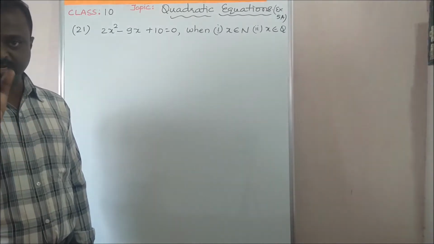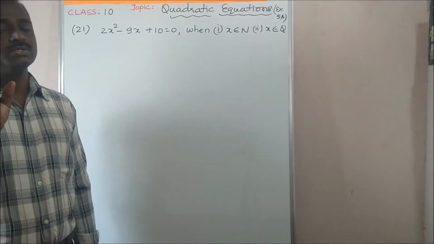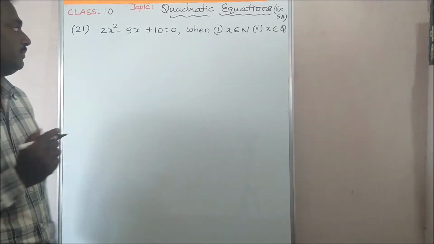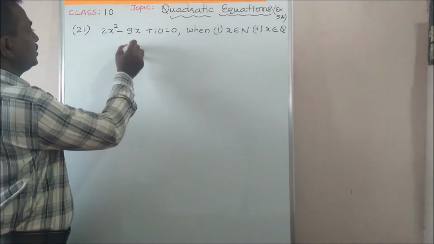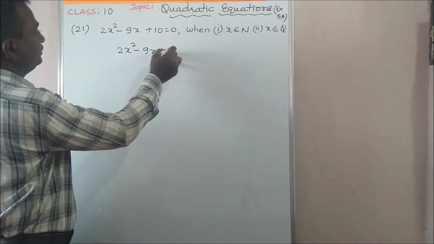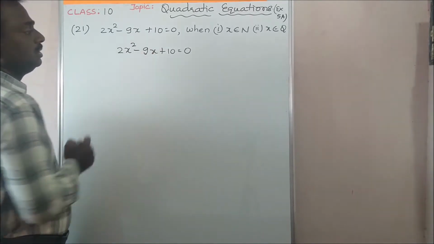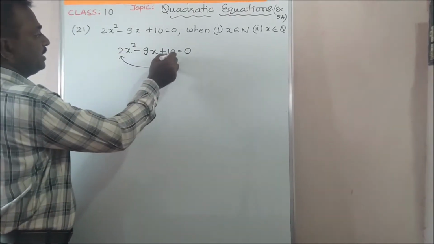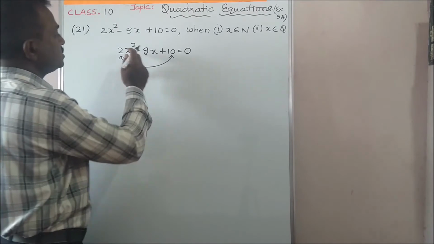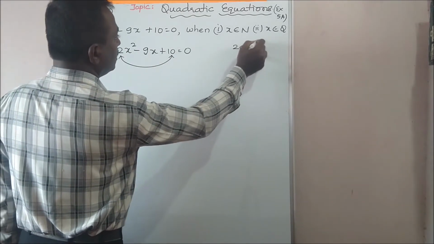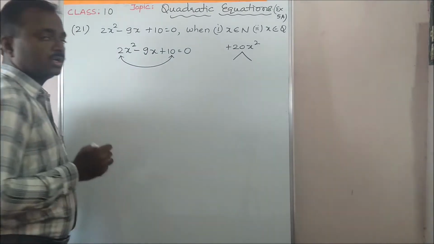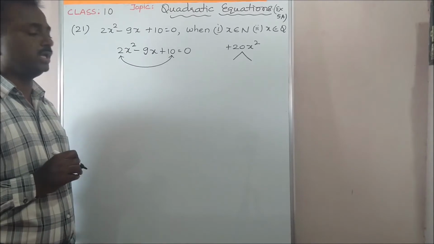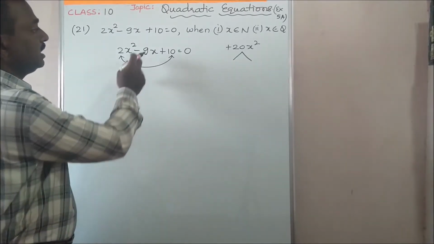You will get two solutions. You have to separate the natural numbers and the rational numbers. So use the factorization method and solve this sum. First, multiply the first and the last term: 10 times 2x², that is 20x². Divide it into two parts so that the product is 20 and the sum or difference gives 9.